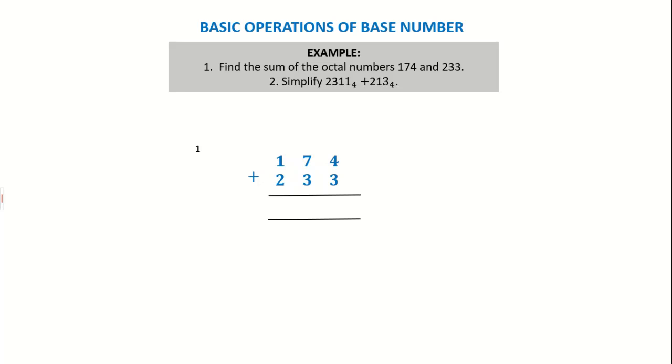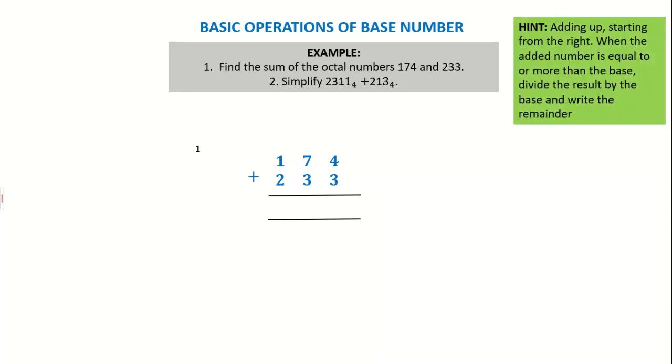So here we have 4 plus 3. 4 plus 3 is 7. We just write the 7. Why? Because the 7 is not up to the base. The base is octal, and octal numbers are all base 8 numbers. So it's not up to 8, so you can put down the 7.